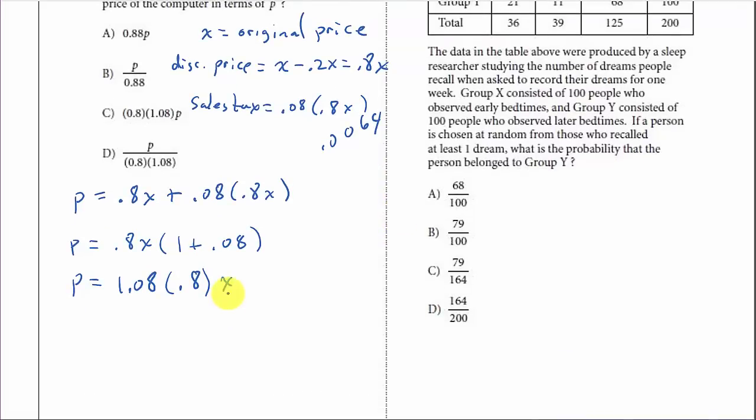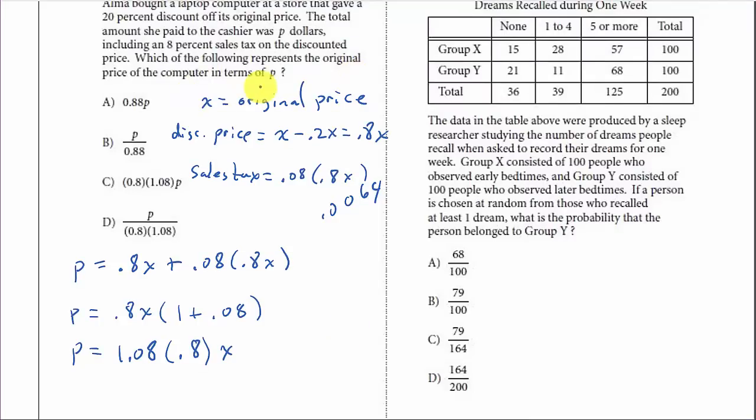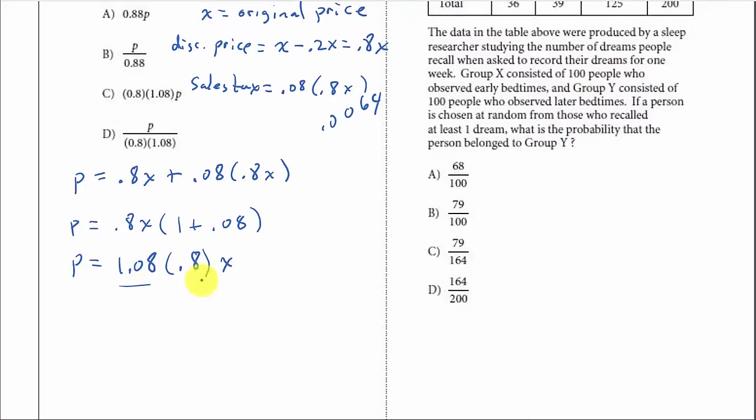Now they want us to solve for x, because they want the original price in terms of P. And so I would divide both sides by 1.08 times 0.8. See, that knocks all that out, and I'm left with this, which would give me D as an answer.